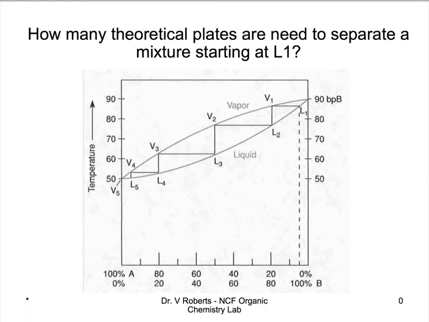Here we see that if we start with L1, we have to go through 1, 2, 3, 4, and then a fifth theoretical plate if we were to achieve 100% A.